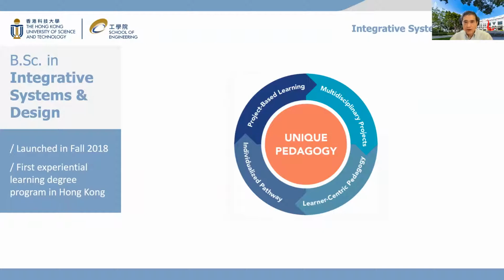In order to train the technologists and innovators we target, we cannot use the traditional pedagogies using a classroom, where you have a teacher and students together. Instead, we use a very unique pedagogy, what we call project-based learning. Students learn by doing projects. We have four very important parts of this pedagogy.